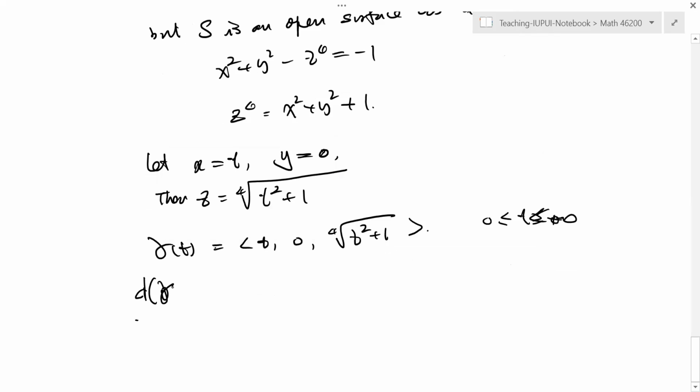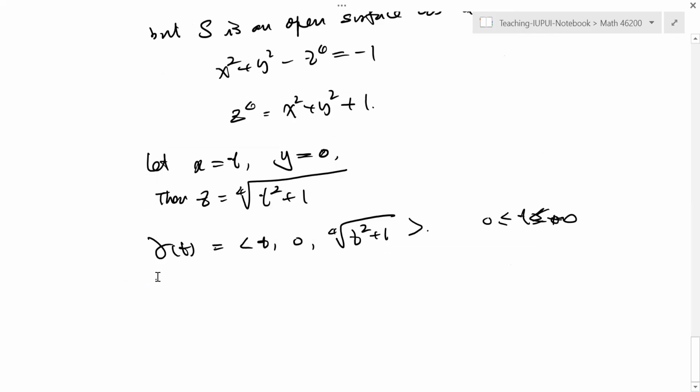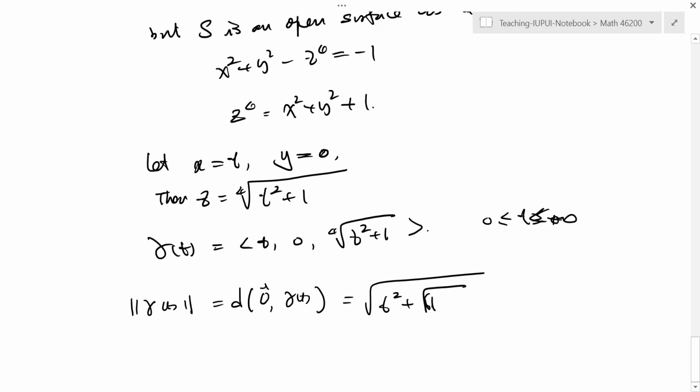from the origin. It's not necessarily from the origin yet, just the distance, the length, gamma t. This is the distance between the origin and gamma t, and that is going to be squared. This will be this, and it clearly goes to infinity.